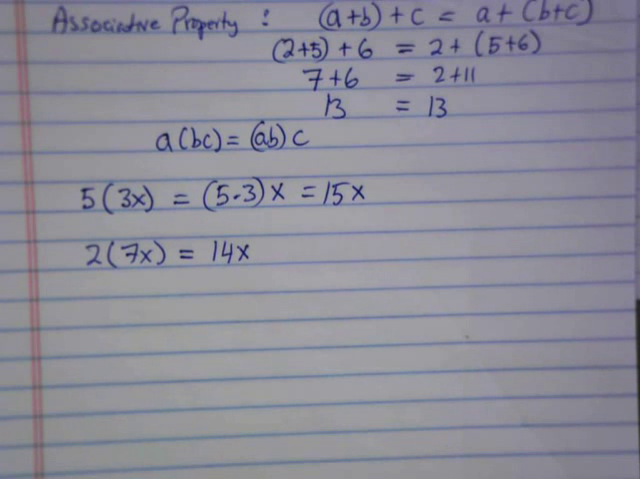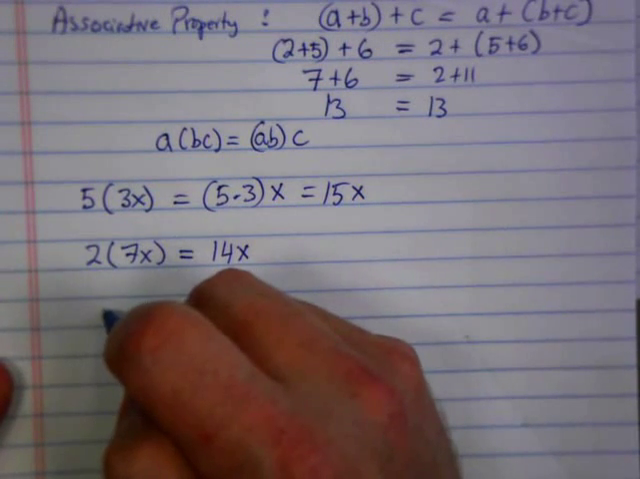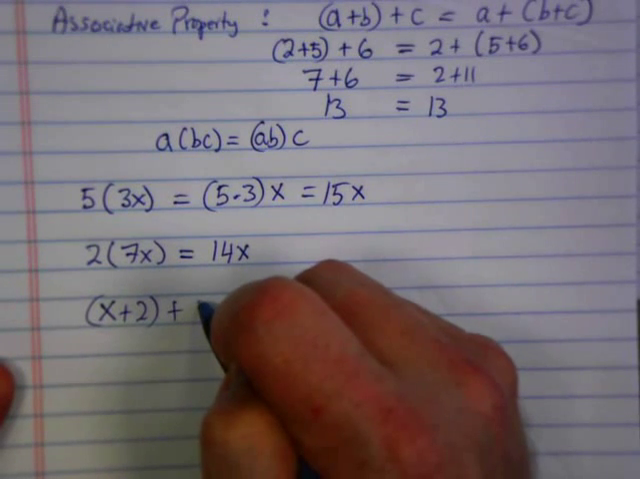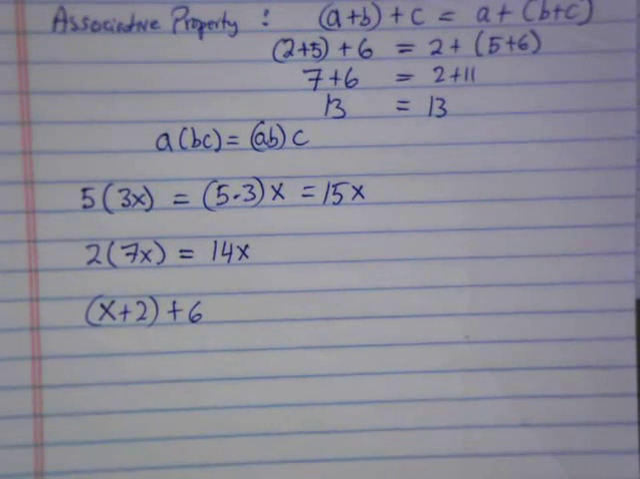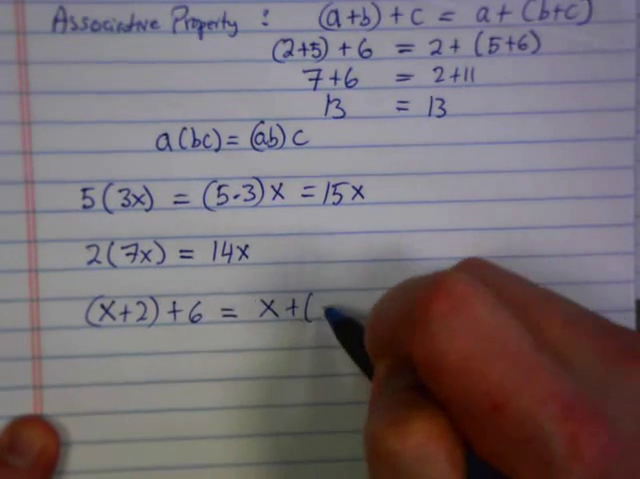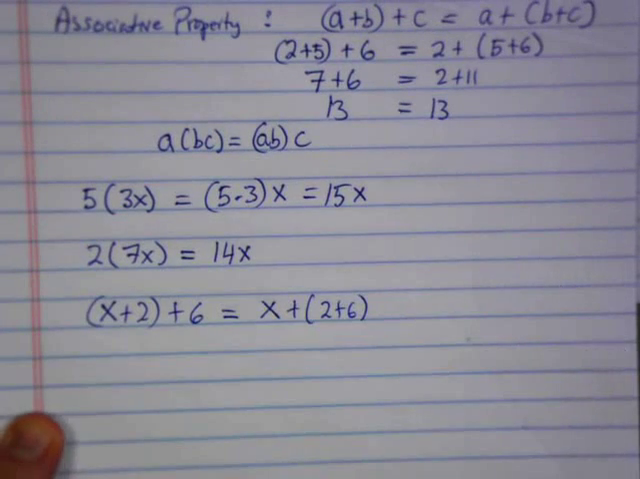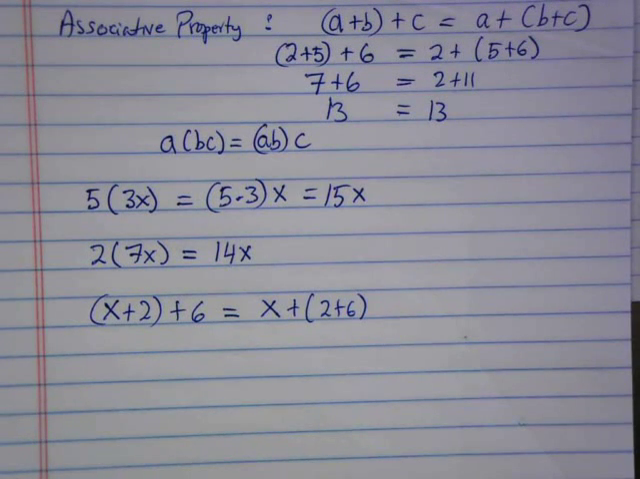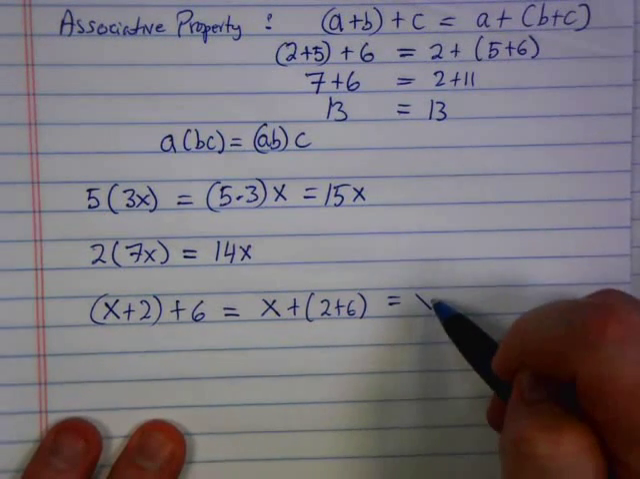What if I gave you x plus 2 plus 6? x plus 8. That's really the same as x plus 8. And again, I really wouldn't expect you to show all this work, but truthfully what you're doing is you're using the associative property to change the brackets. And then you can do 2 plus 6. 2 plus 6 is 8, so that would be x plus 8.